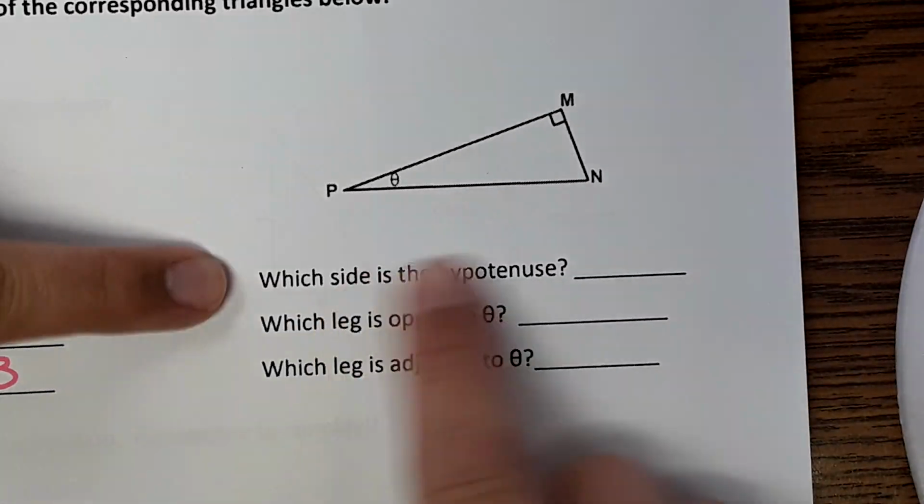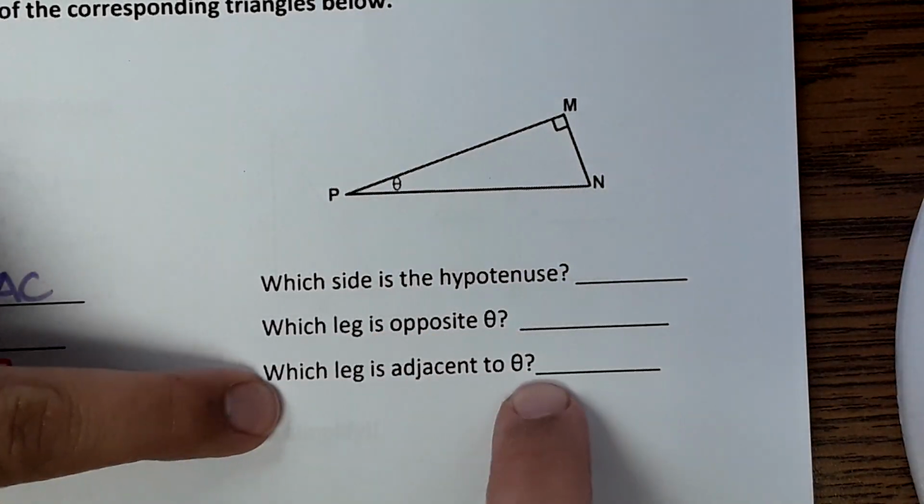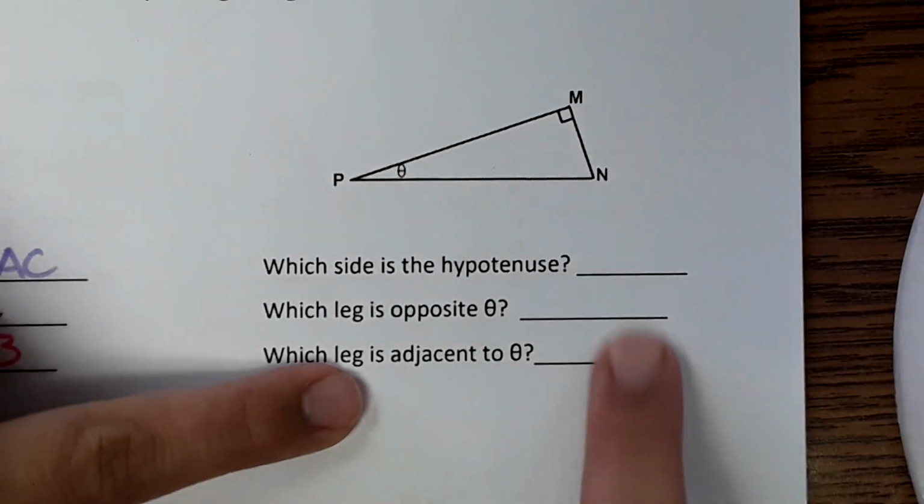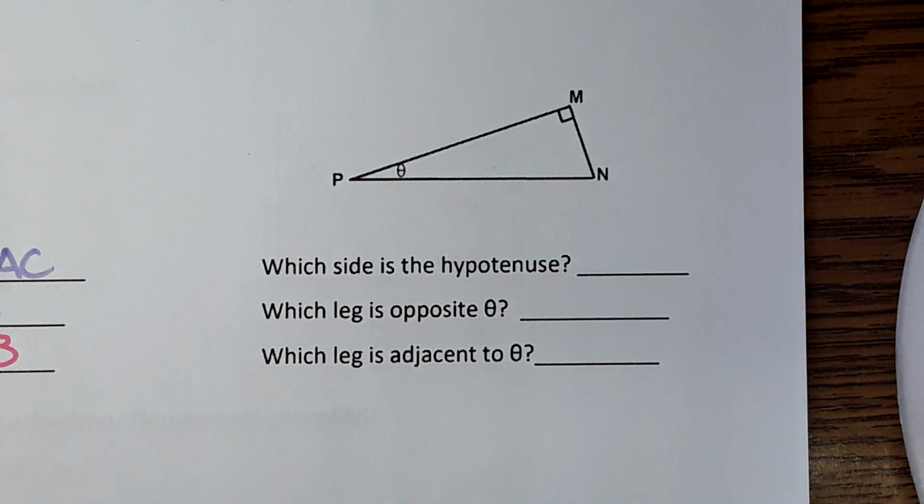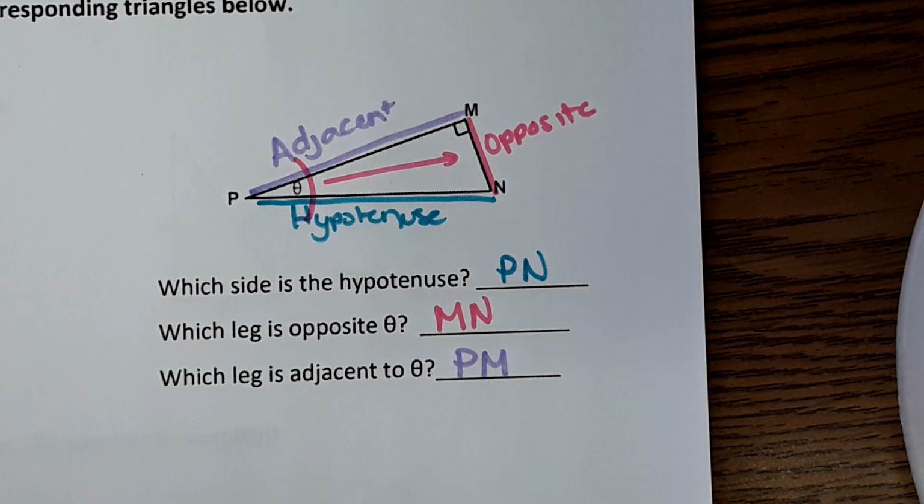Okay, so now try it on your own over here. Which side is hypotenuse, opposite, and adjacent? So try it on your own. Try to fill in these segments here. Okay, so here are my answers. Compare them to yours. Make sure that you got the same thing.